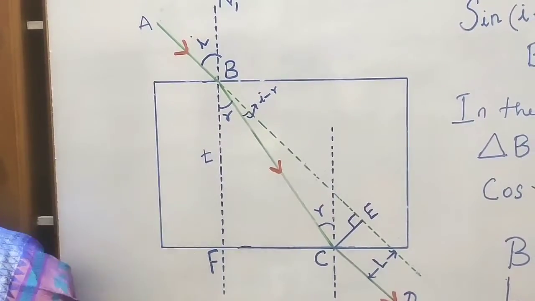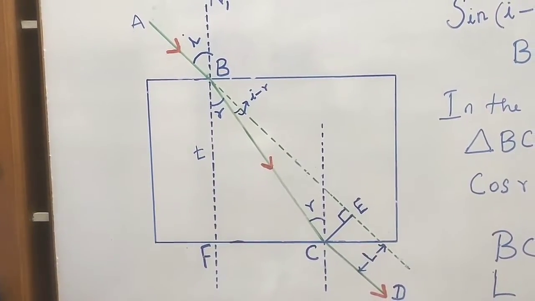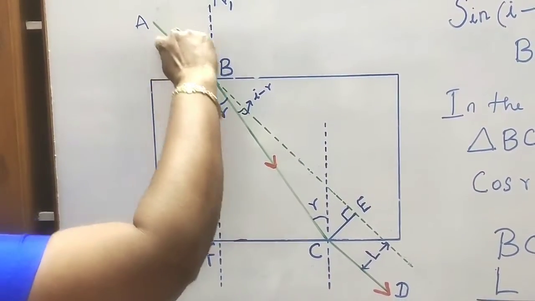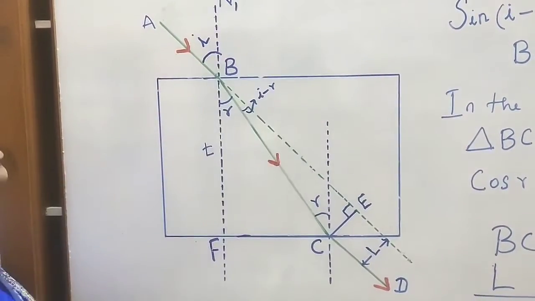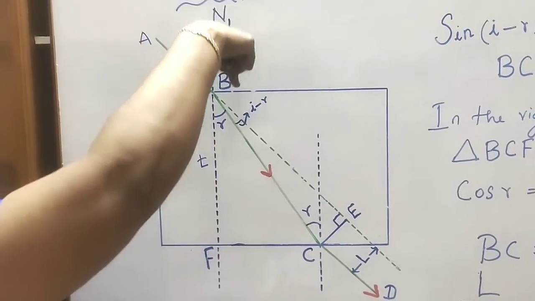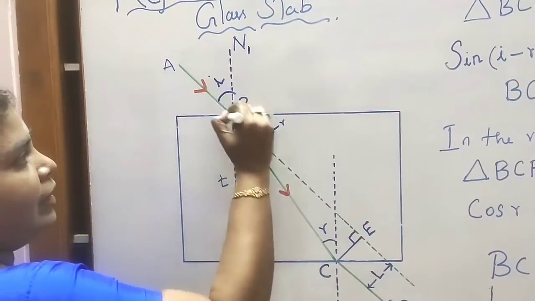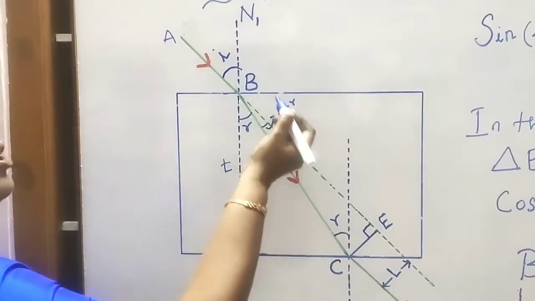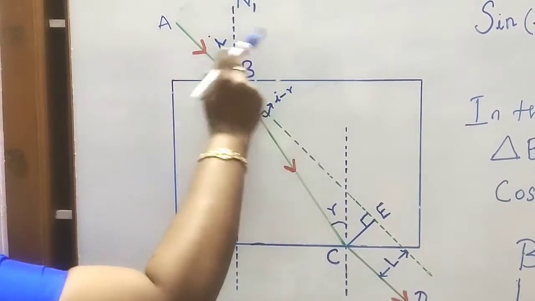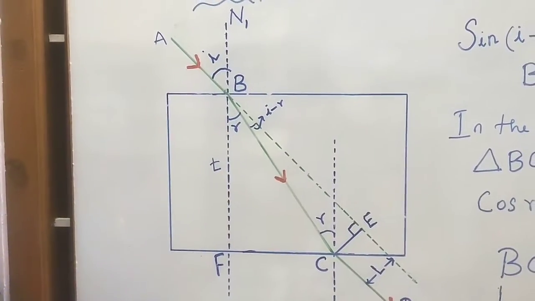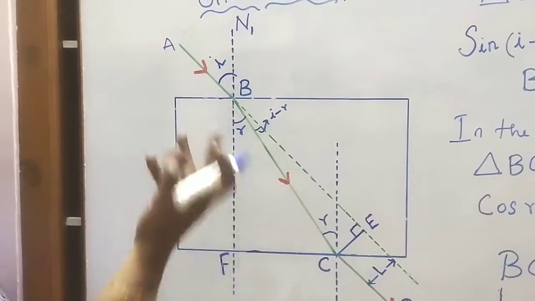Instead of oblique incidence, if a light ray falls perpendicular to the refracting surface, perpendicular in the sense that instead of falling at a particular angle, it is falling normally to the refracting surface, what happens? If it falls in this direction, the angle of incidence becomes 0. The angle of incidence is measured with respect to the normal. So if it is incident perpendicular to the surface, the angle of incidence becomes 0.